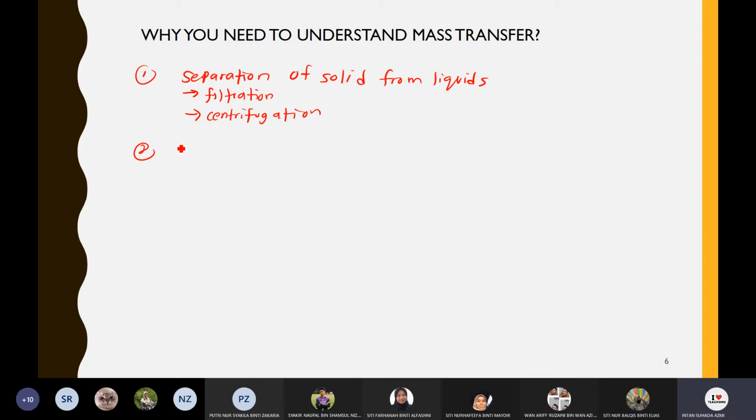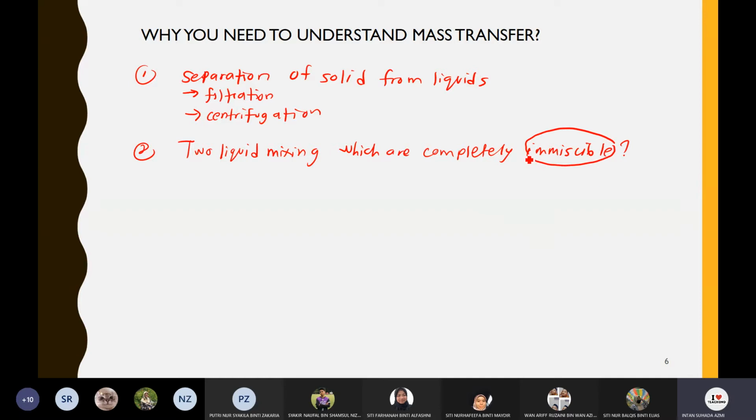Second. How can you separate two liquid mixing which are completely immiscible? What is immiscible? Immiscible means it will not form a homogeneous mixture. To make you understand, for example, you have a beaker, so you have component A and B, so it will form two layers. It means that it is not form a homogeneous mixture. If homogeneous, A and B together in the solution in one layer.